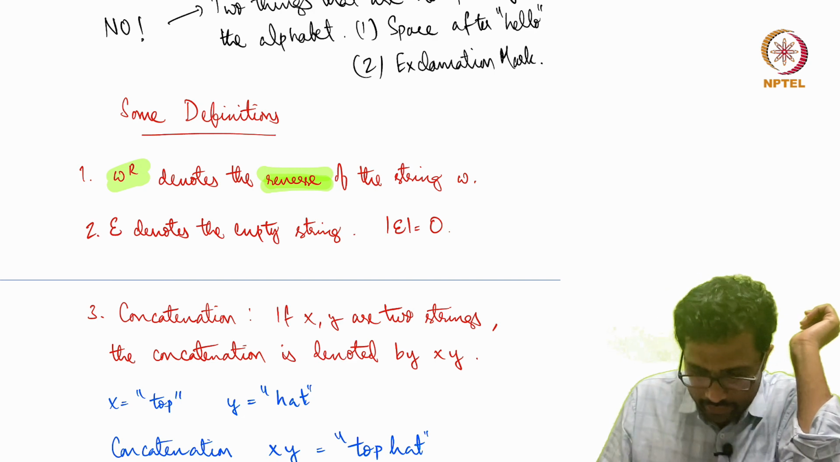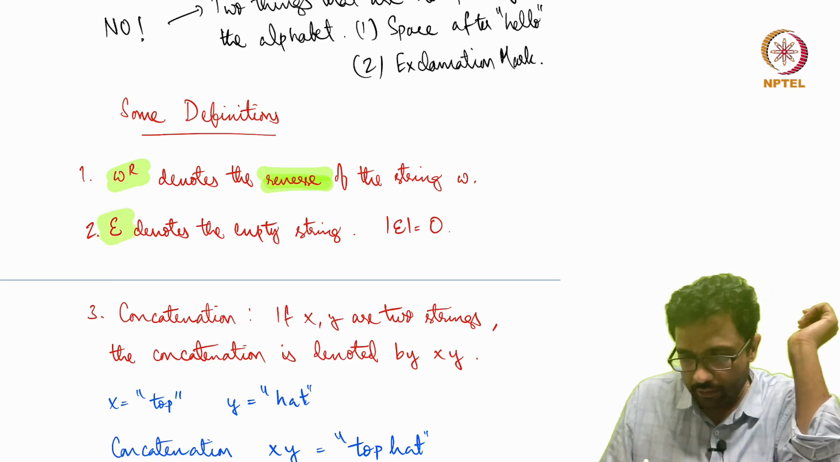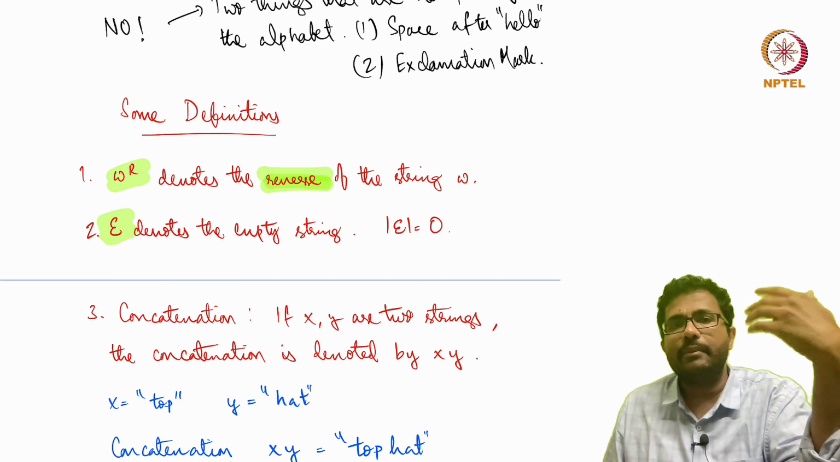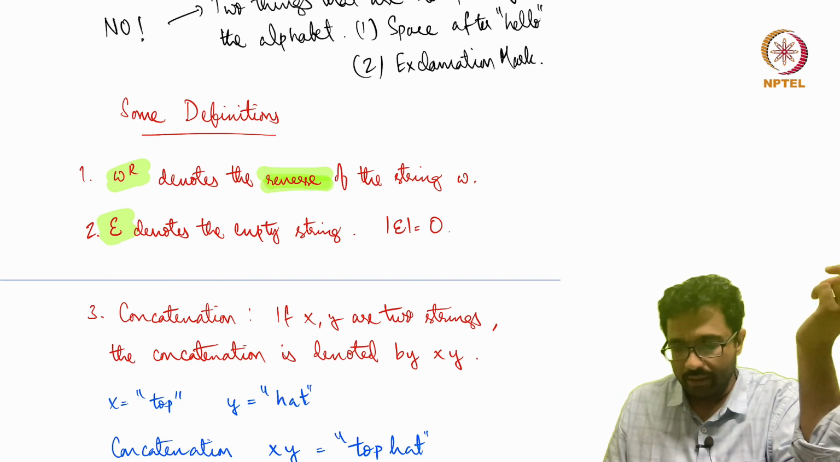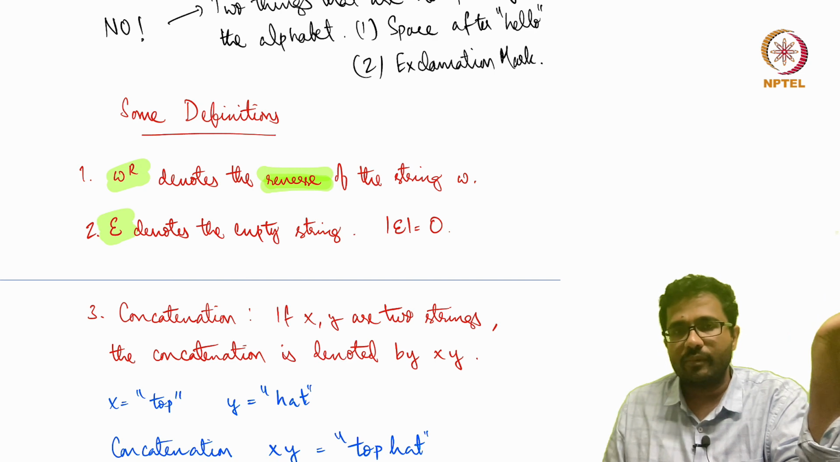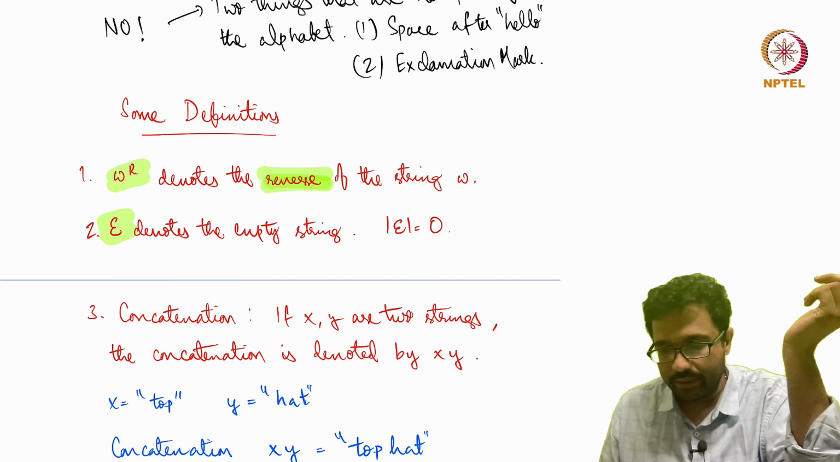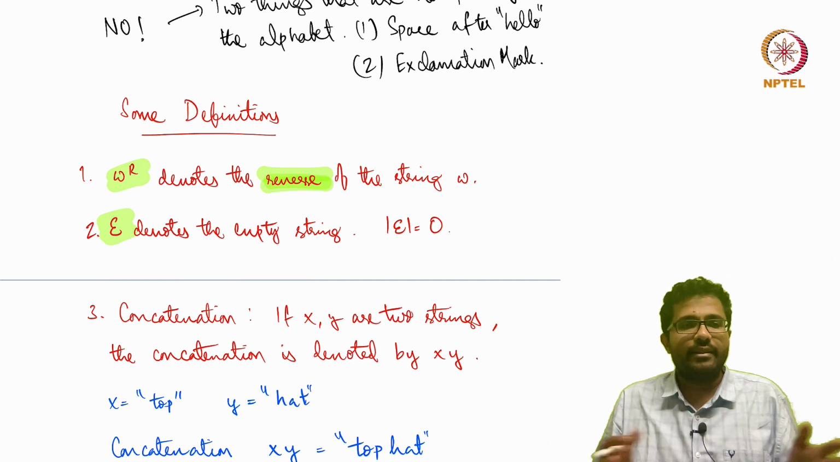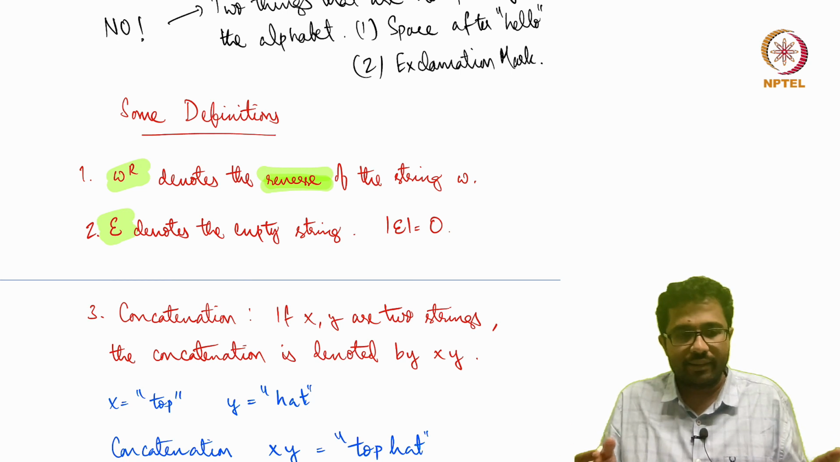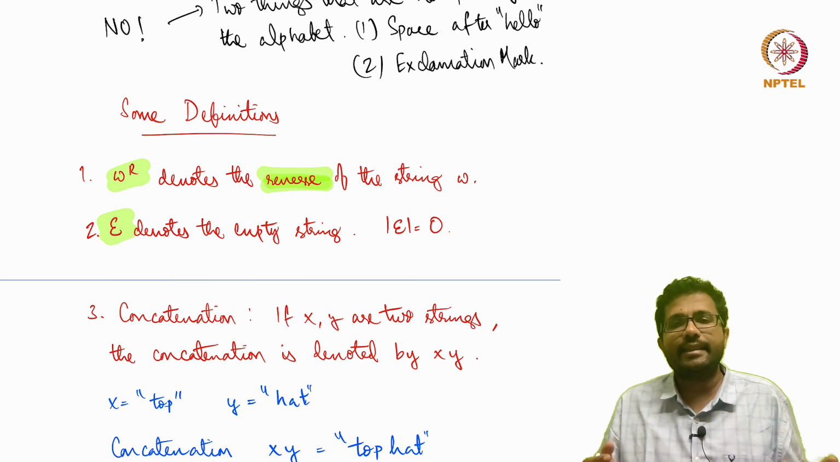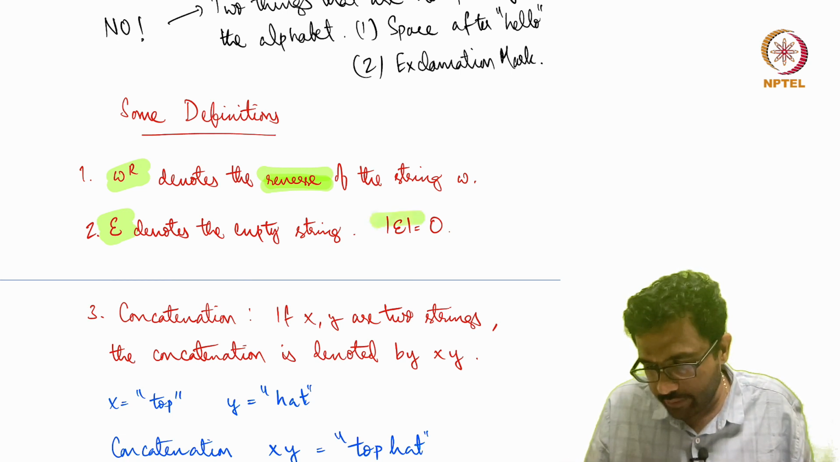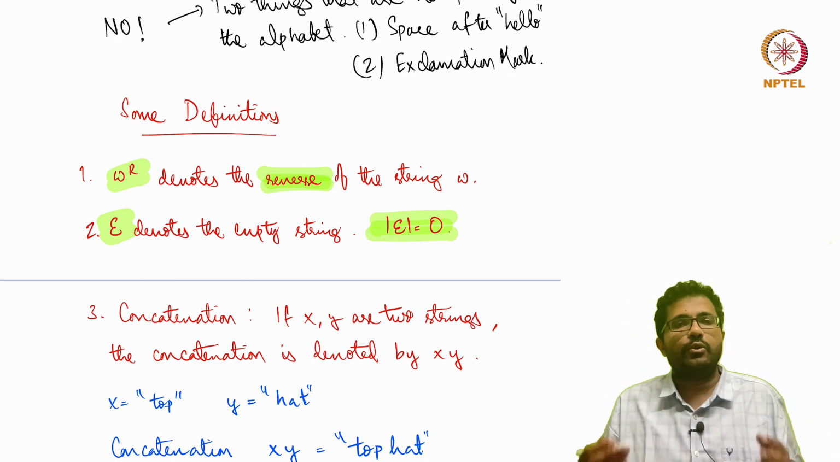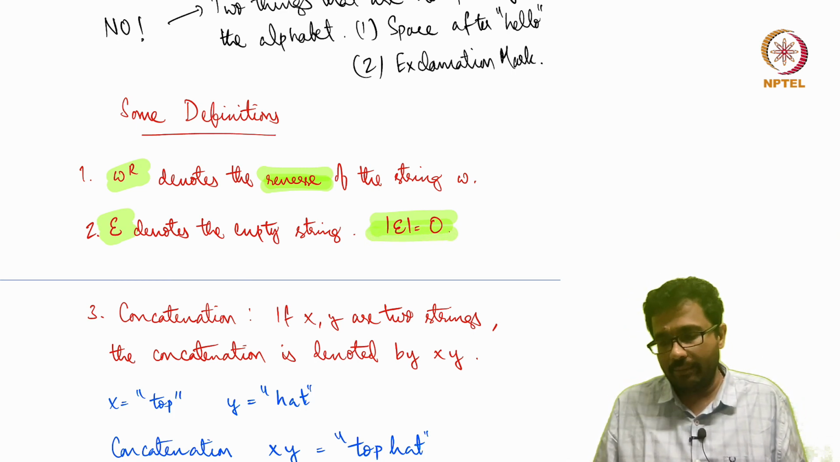Another notation is epsilon, written like this, like the mirror image of the digit 3. This denotes the empty string. What is the length of the empty string? Any string has a certain length: the word hello has length 5, the word empty has length 5, the word string has length 6. The empty string has no letters or symbols, so by convention it is said to have length 0.